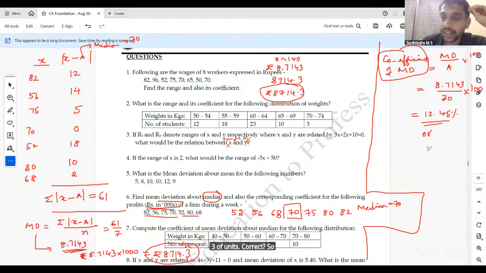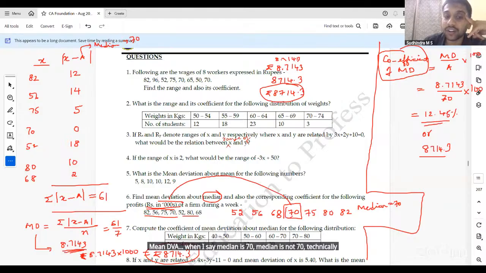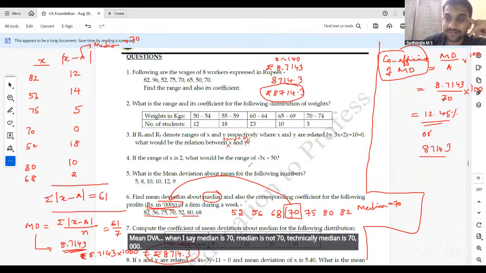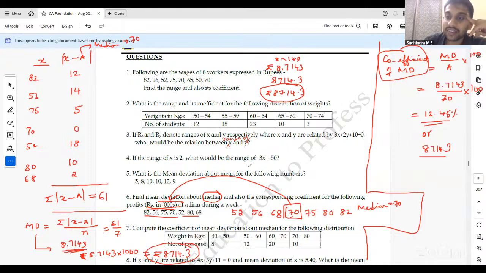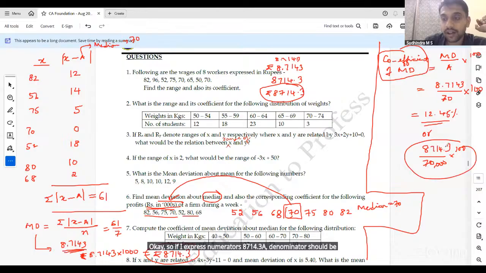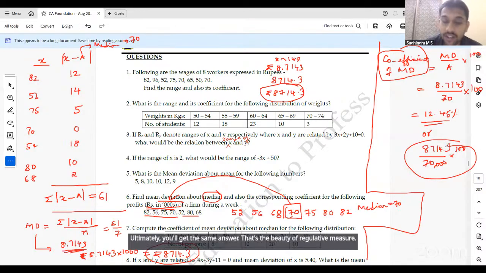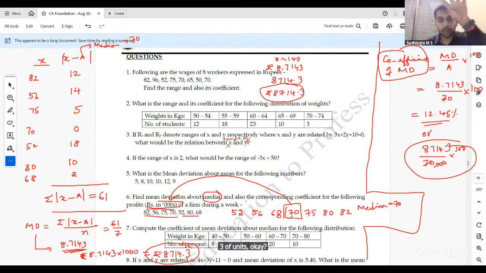Correct? So, if I take 8714.3, what is the denominator? Mean deviation. When I say median is 70, technically median is 70,000. So if I express the numerator as 8714.3, the denominator should be 70,000. Ultimately, you'll get the same answer. That's the beauty of a relative measure, free of units. Whether you express in thousands or in absolute terms, you get the same answer.